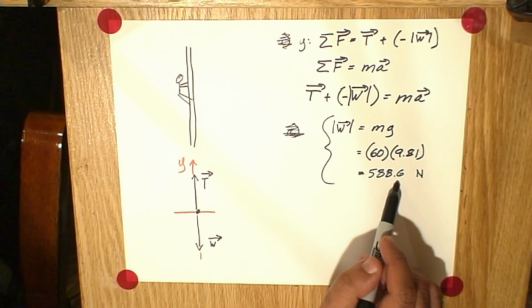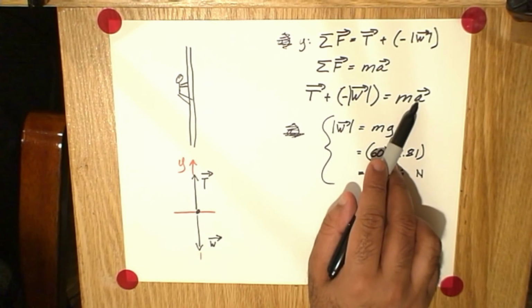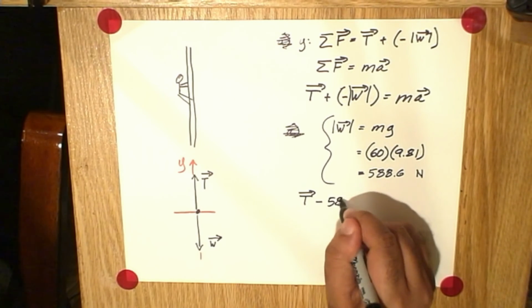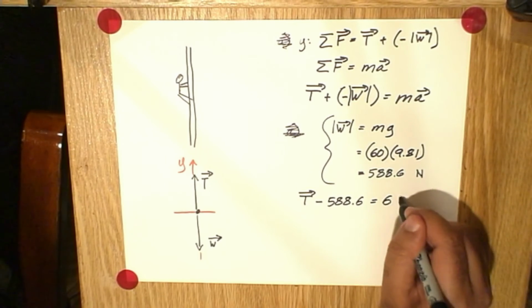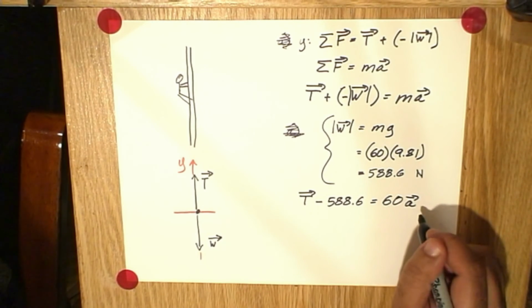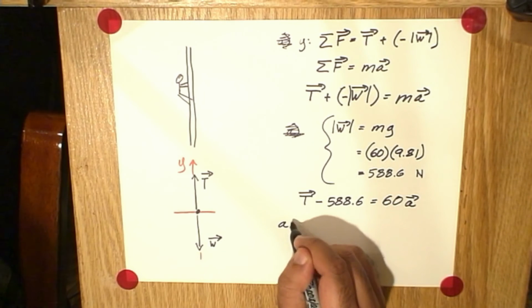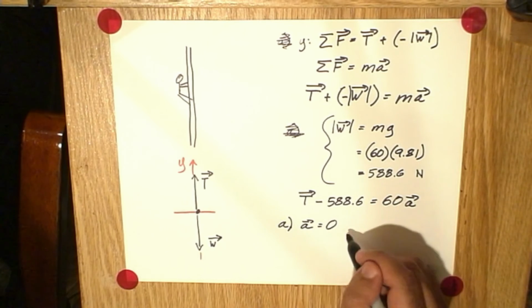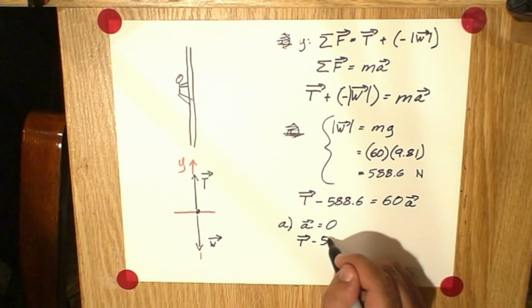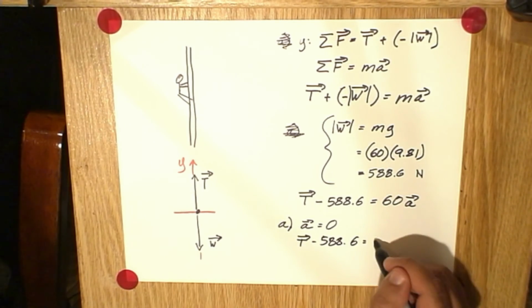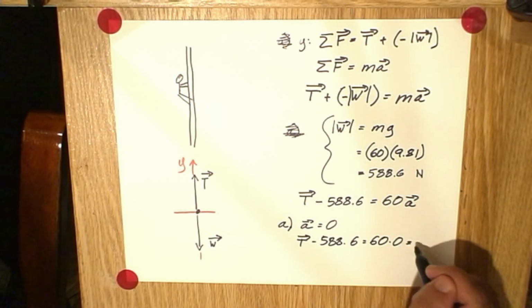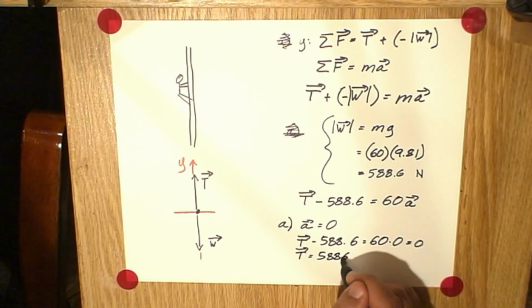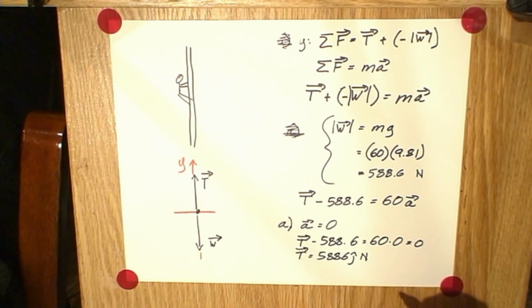So let's plug this information into this equation. We would get tension minus 588.6 is equal to 60 times the acceleration. In part A, the acceleration is equal to 0. So that would mean that tension minus 588.6 is equal to 60 times 0, which is 0. So the tension is equal to 588.6 newtons in the j-hat direction.